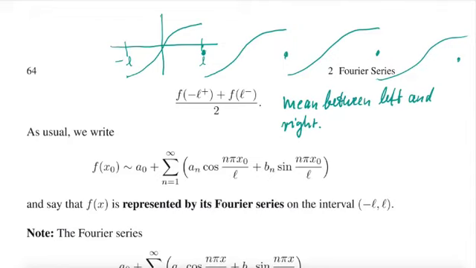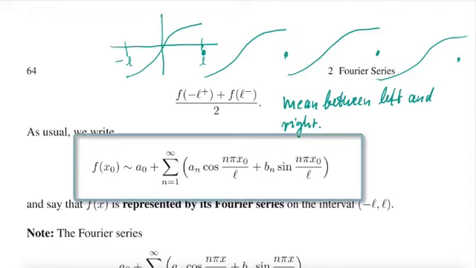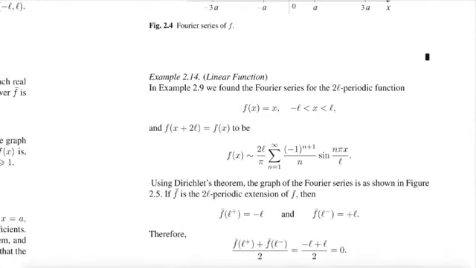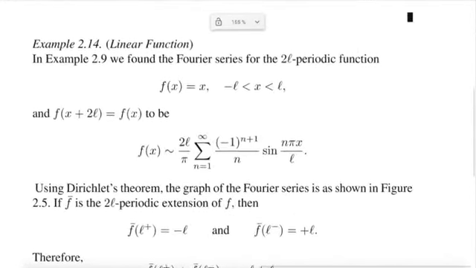Okay, all in all, then we write f of x0 is approximated by the Fourier series with this understanding that at jumps, we actually always jump to the middle value. The Fourier series always jumps to the middle value. No other choice. Let me do one example, and this is an example we have seen already using the linear function.